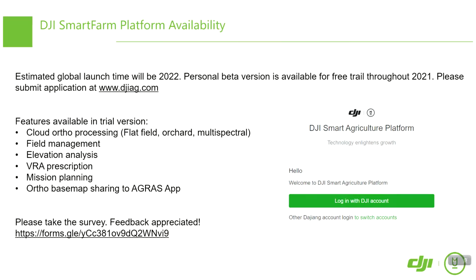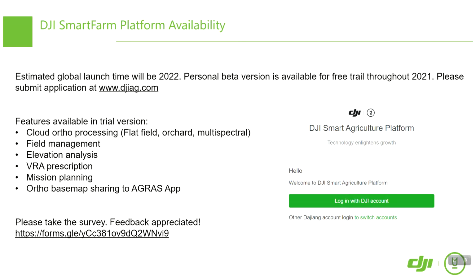So about the availability, the estimated global launch time will be 2022. But from right now, a personal beta version is already available for free trial throughout 2021. In order to use this trial version, please submit the application at www.djiag.com. We will process the application in 24 hours.